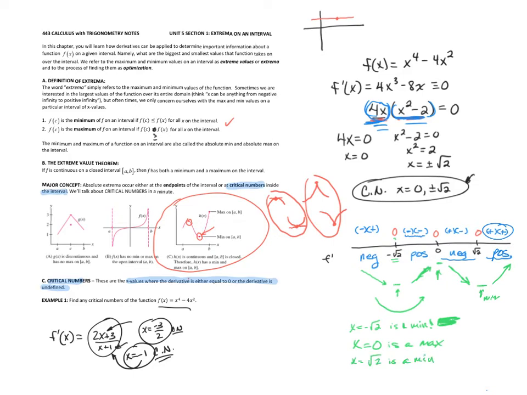And now we have a really good idea of what that graph must look like. It must come down, then come up and have a max, and then come down and have a min, and then go back up again, which makes sense based on the fact that it's a 4th degree polynomial, and we know 4th degree polynomials have a tendency to look like this.